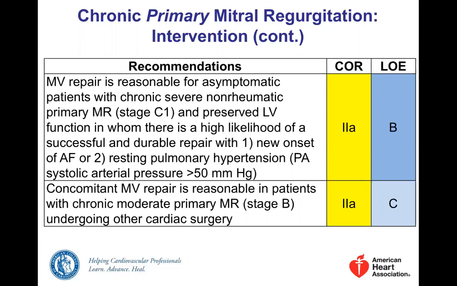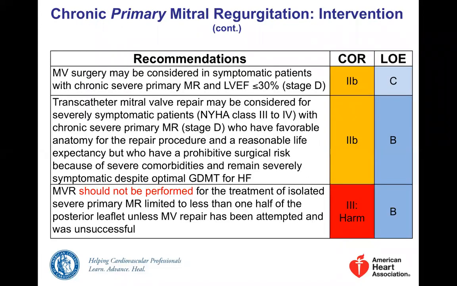Concomitant mitral valve repair is reasonable in patients with chronic moderate primary mitral regurg, stage B, undergoing other cardiac surgery. Mitral valve surgery may be considered in a symptomatic patient with chronic severe primary mitral regurg and ejection fraction less than 30, stage D. This is class 2B.